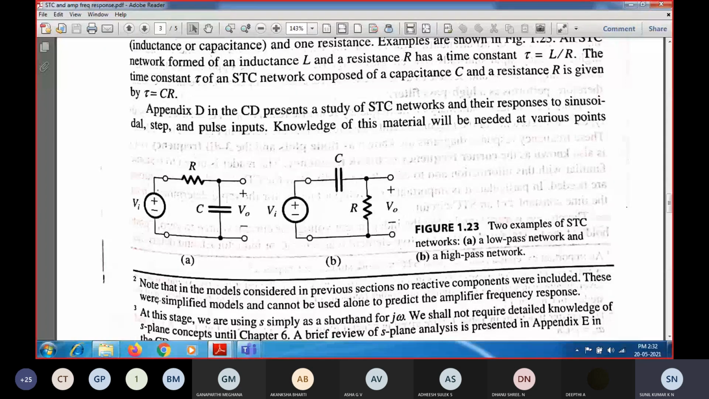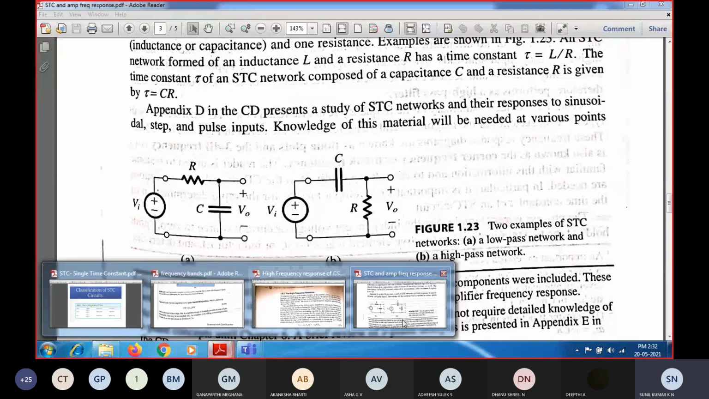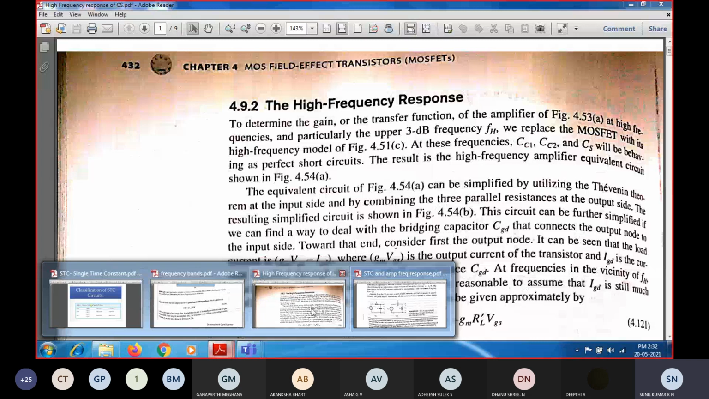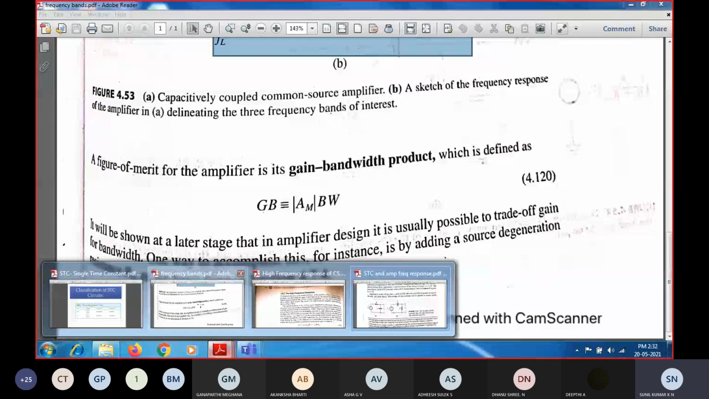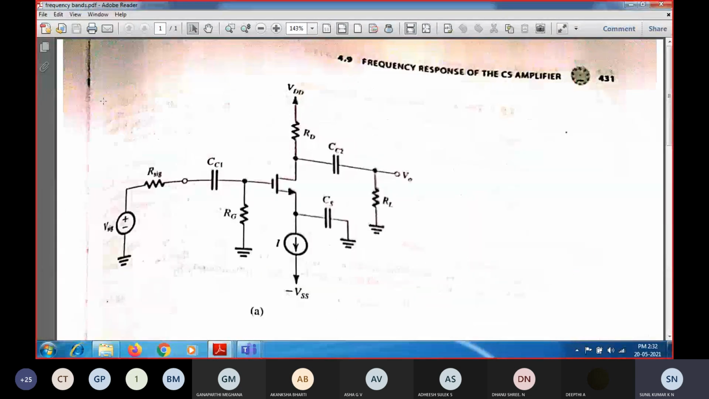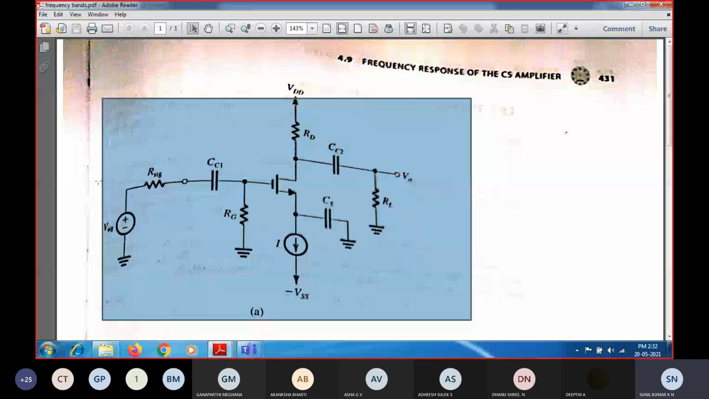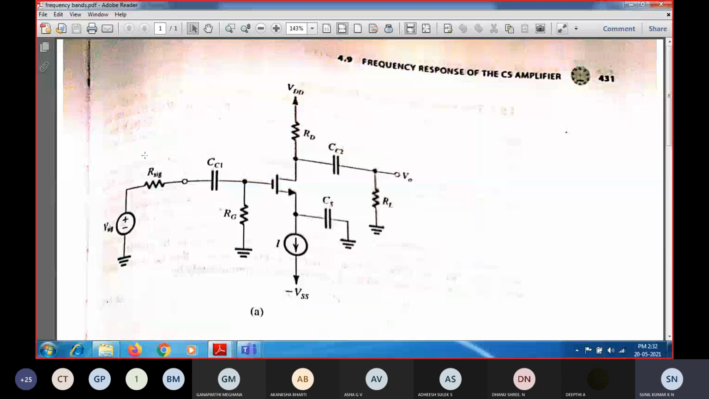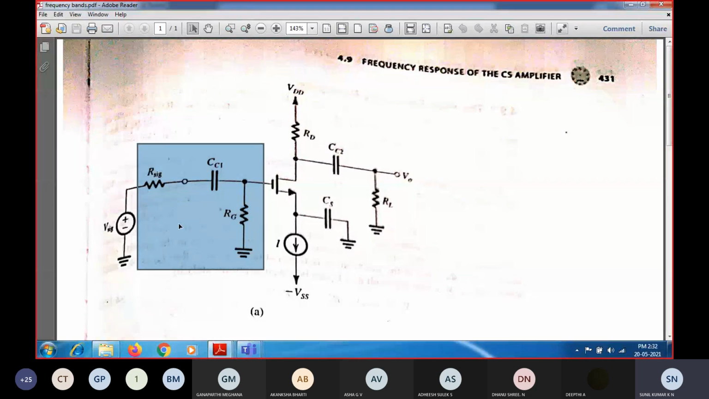So if you consider this as a circuit for a common source amplifier, at the input side as well as the output side, between the input and output side, if you are going to realize the circuit to have a single time constant network, then this entire thing at the input side should be connected as a single resistance component and one capacitive reactance component.